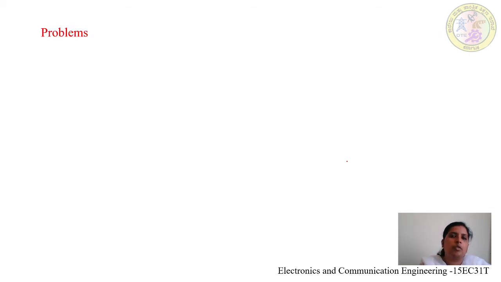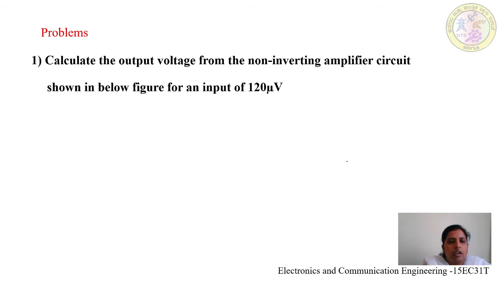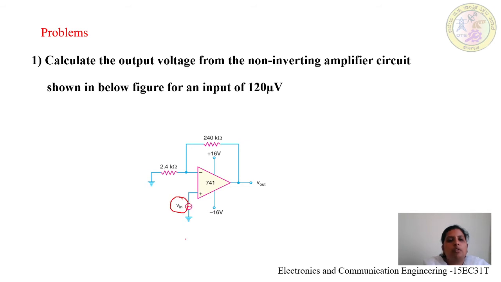We will solve some problems on non-inverting amplifiers. Problem 1. Calculate the output voltage from the non-inverting amplifier circuit shown in the below figure for the input of 120 microvolt. So here what is given? Vin, the input voltage, is given. What we have to find out is the output voltage.